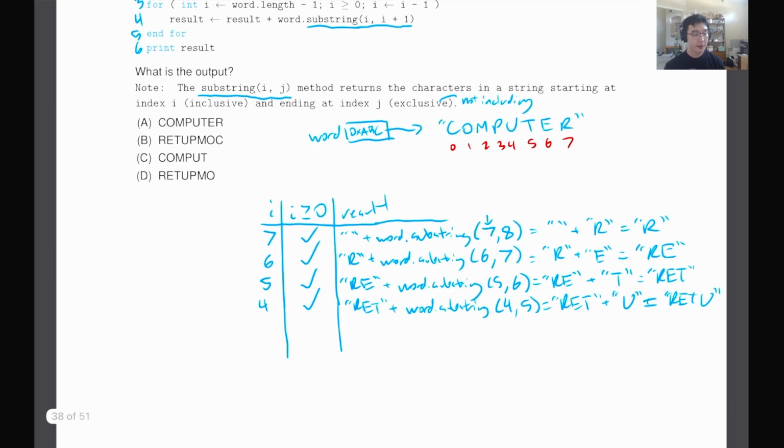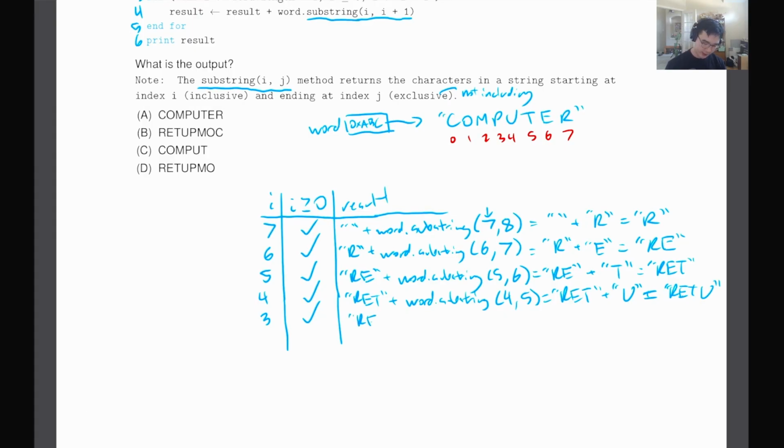So I go to line 5. I loop back up. I decrement. I is now 3. I go check my condition. Is 3 greater than 0? That's true. And because the condition is true, I go inside the for loop, which is line 4, and I do result plus word.substring I plus 1. So that would be RETU plus word.substring 3, 4. I'm just going to shorten it, which is RETUP.